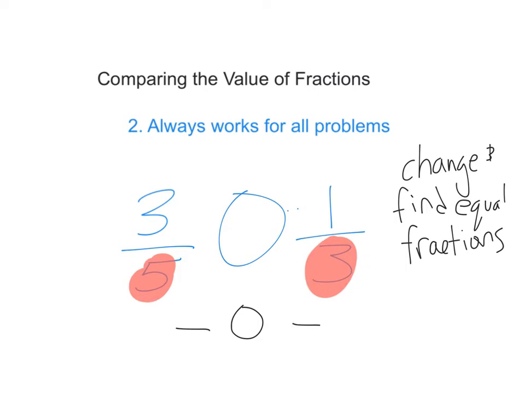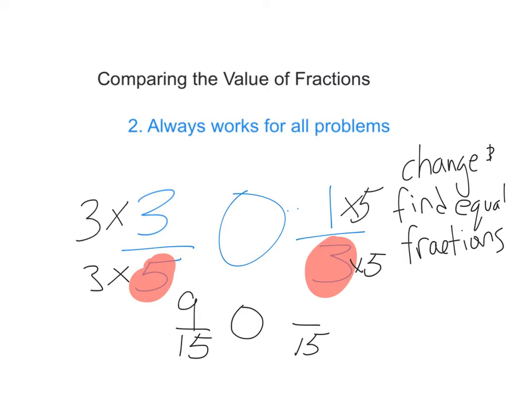I need a number that 5 and 3 both multiply into. So if I do 5 times 3 and 3 times 5, that will give me the same number of 15. Now before I forget, I'm going to write times 3 here and times 5 there, giving me two new fractions. I can easily see that 9/15 is larger, but the original question was 3/5 being the larger fraction.